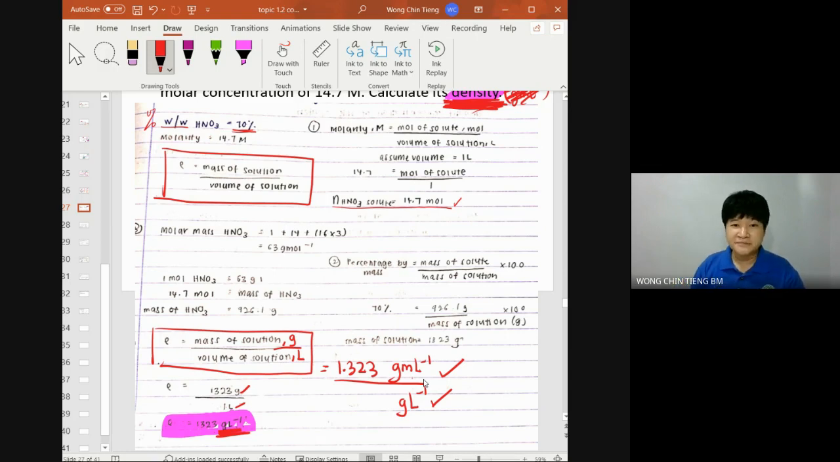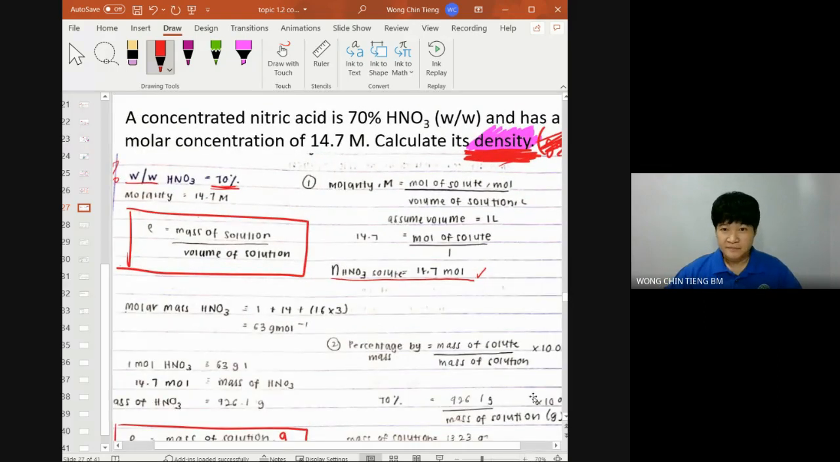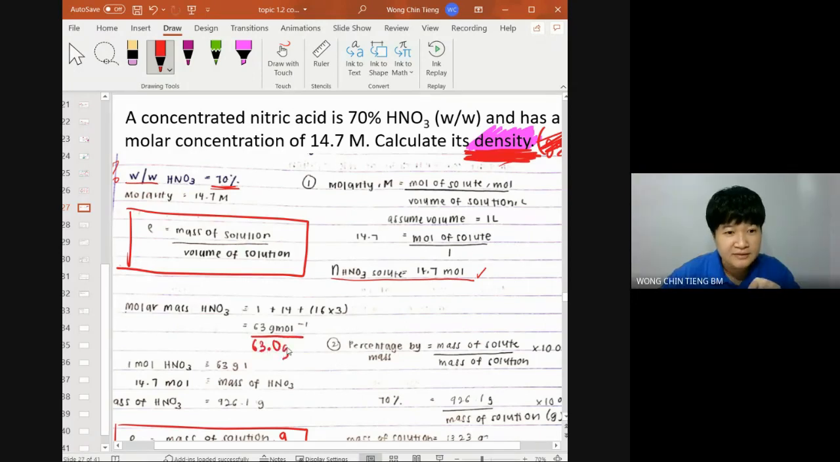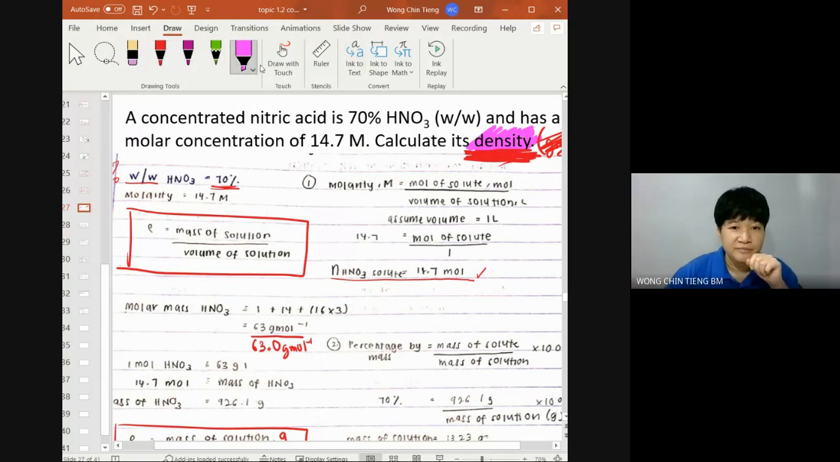Find it. The moment you can find mistake, you're very good. Assume... Iman? Molar mass of each acid. Molar mass, 2 decimal places, tapi 1 decimal places, tapi sebab kat sini dia adalah 0.0, so tak apa. Assume volume of solution. Good, thank you.